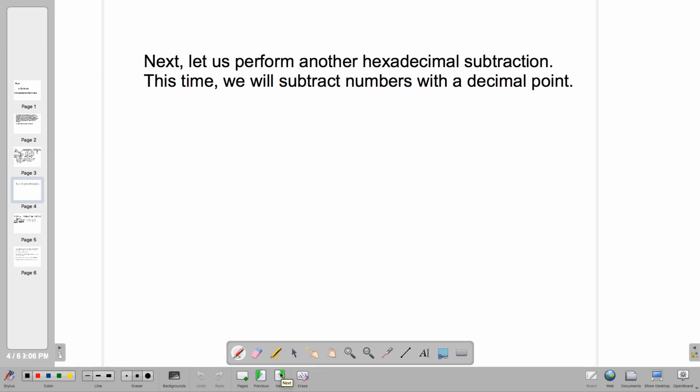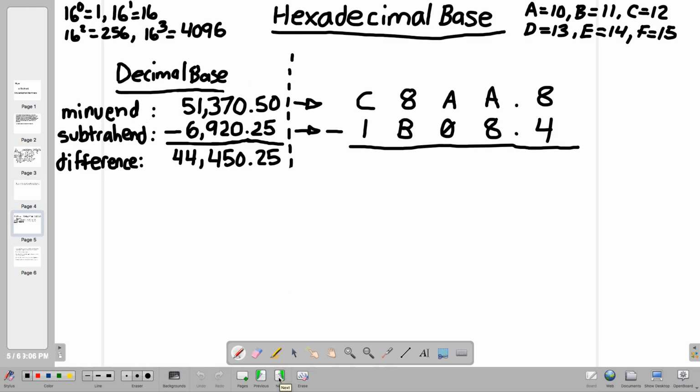Next, let us perform another hexadecimal subtraction. This time we will subtract numbers with a decimal point. Alright, once again we're going to perform another subtraction, and when you're dealing with subtraction we have terms involved with it. The minuend, and you subtract the subtrahend from the minuend, and you will get a difference.